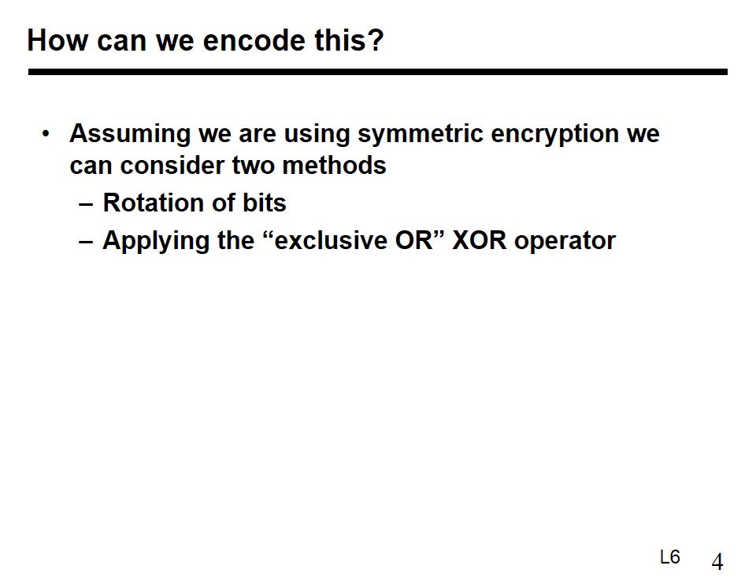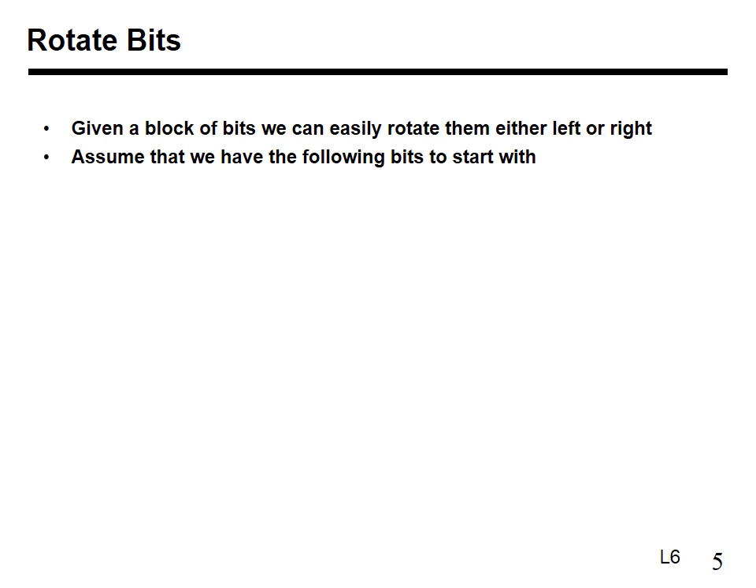So how can we encode this? If we're using symmetric, we can do two basic things. We can do what's called rotate bits, or we can apply a logic operator, call it exclusive OR. So we'll take a look at both of these. So rotating bits. We can rotate bits either to the left or to the right.